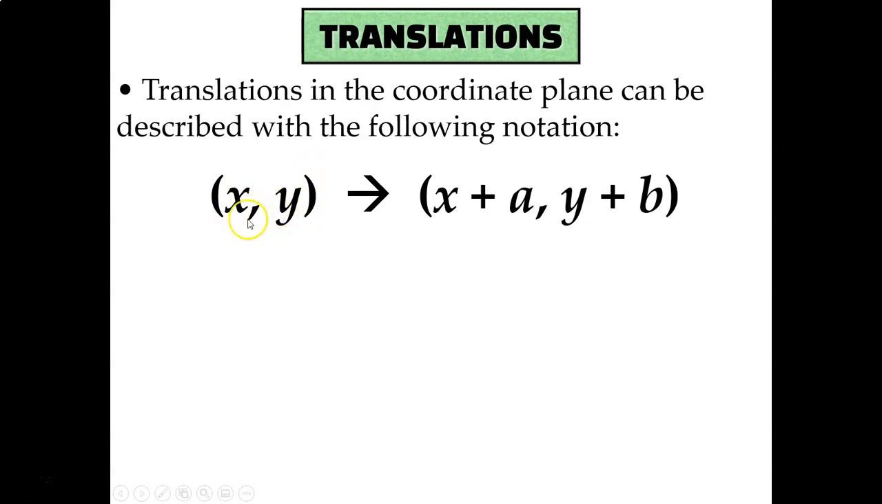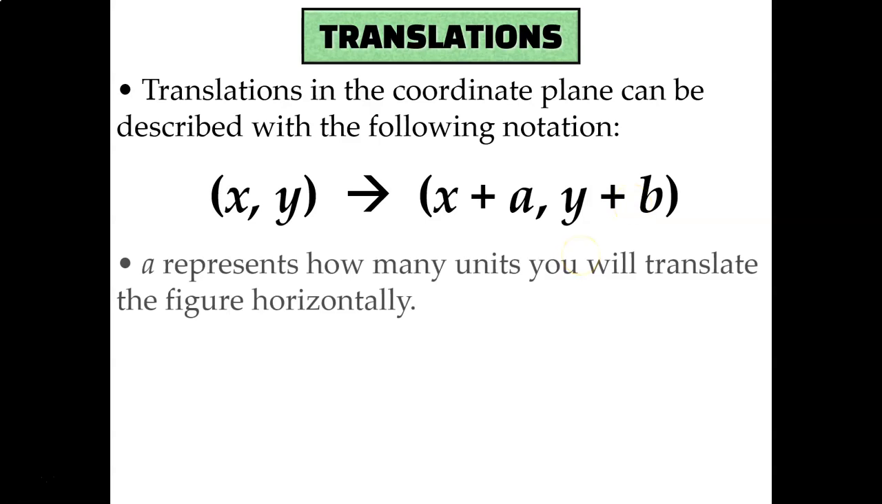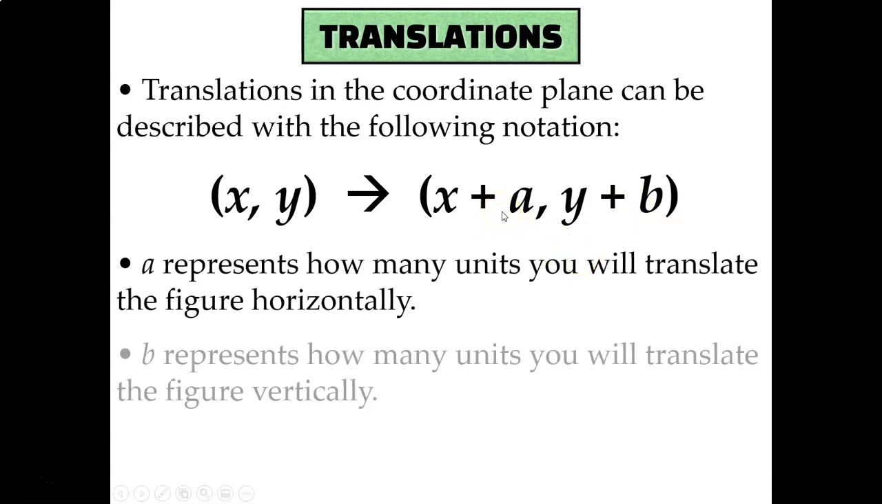XY is the first part, and it's always just XY. Those are the coordinates of your pre-image. And then you draw an arrow to the right, and then in the next parentheses you write x plus some number or minus some number, and y plus or minus some number. And those numbers are telling you how far to move horizontally, that's what A tells you, and how far to move vertically, that's what B tells you. Let me show you what I mean.